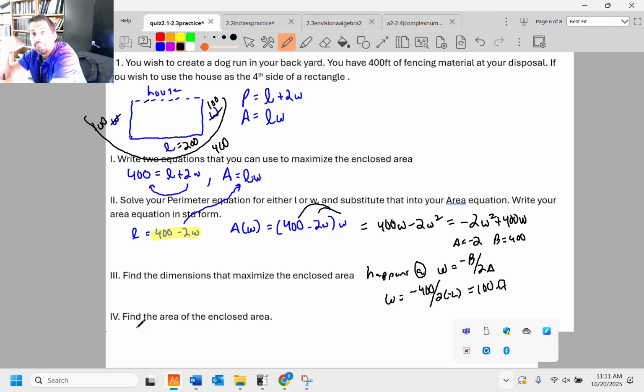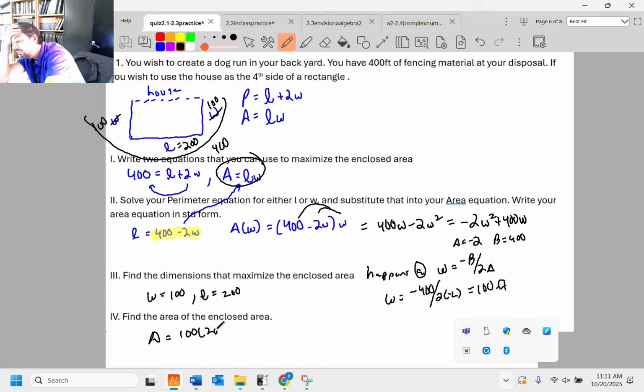Because 400 minus 100 minus 100 is 200. So the width ended up being 100, and the length ended up being 200. All right, part 4, find the area of the enclosed area. Just go back up to this guy. The area would be 100 times 200.